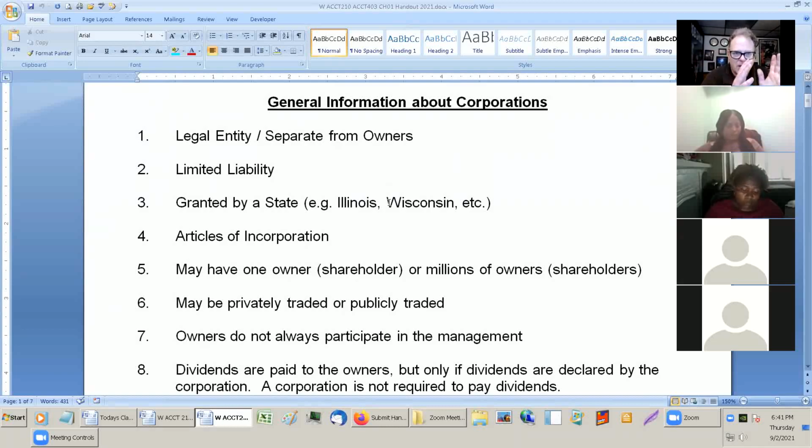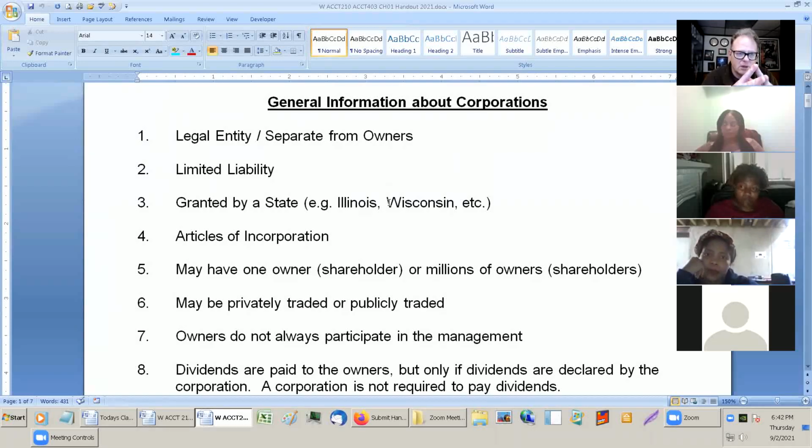So there is a strange thing that happens with corporations, that they are completely separate entities from their owners, and they basically can do anything that a person can do with the exception of voting. So they're completely separate from the owners in a corporation. Now, what is a corporation? A corporation is granted by a state.